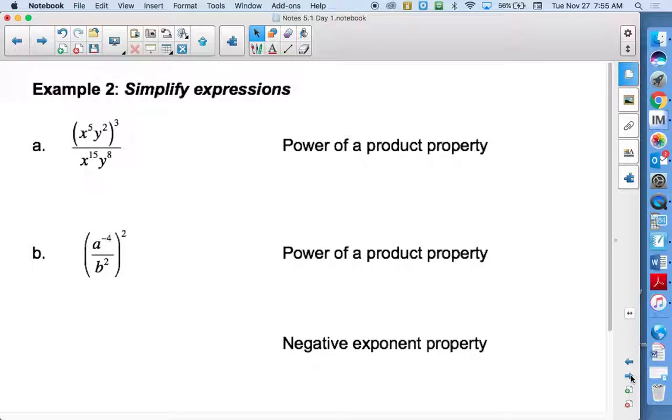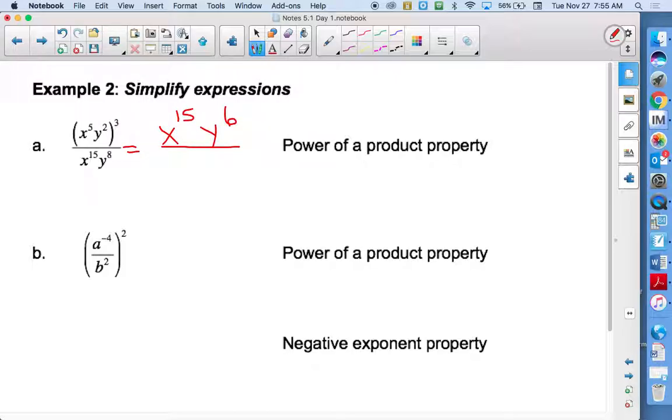So Holly, if we look at the top there and we evaluate the top with that cubed, what would the powers become? Good. And then on the bottom, we still have x to the 15th, but we have y to the 8th. So the denominator didn't change because it wasn't in parentheses. Can that be simplified any further? Is there anything else that we can do to simplify that?